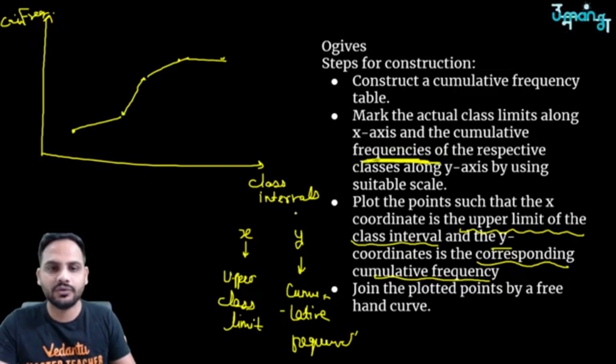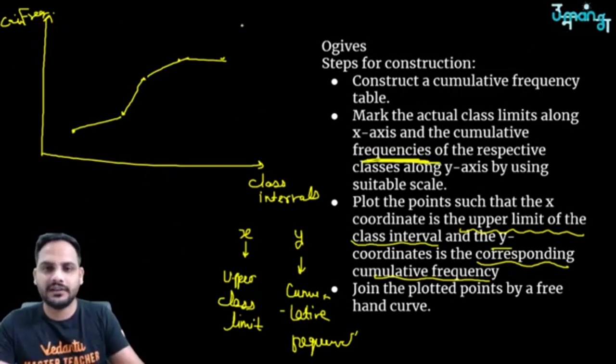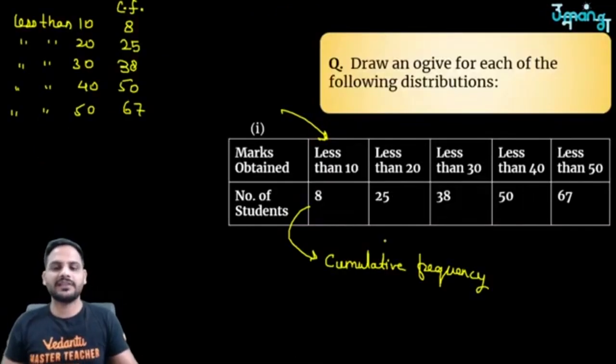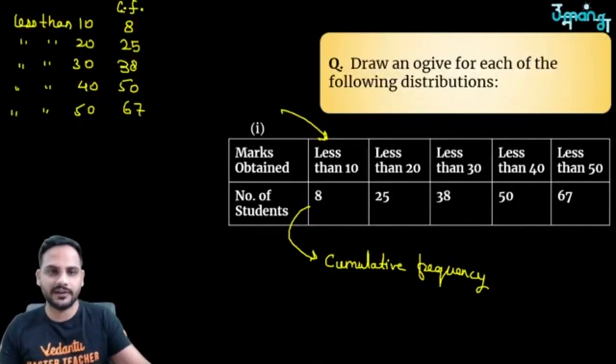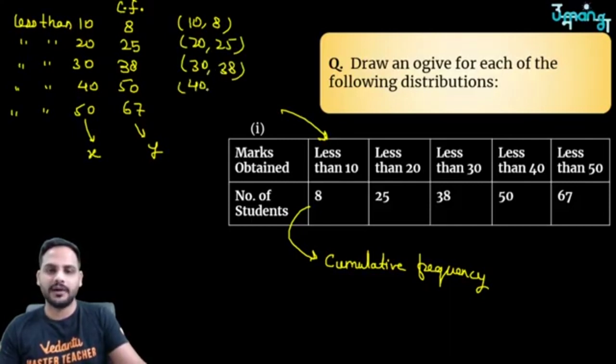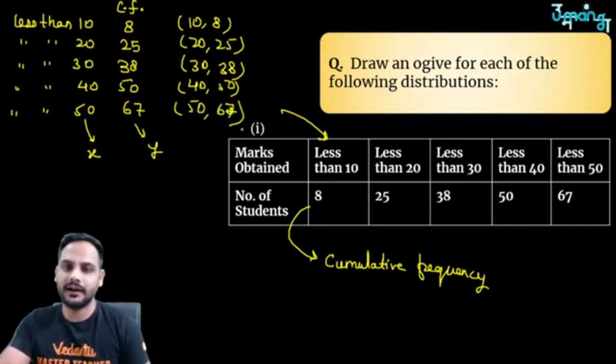But suppose I give you the table like this: 0 to 10, 10 to 20, 20 to 30, and their frequency as 5, 10, 8. In this case you need to get the cumulative frequency. But whenever the less than table is given, it directly gives you the cumulative frequency. So this part will be your x coordinate, this part will be your y coordinate. You need to plot 10, 8; 20, 25; 30, 38; 40, 50; and 50, 67 on your graph paper.